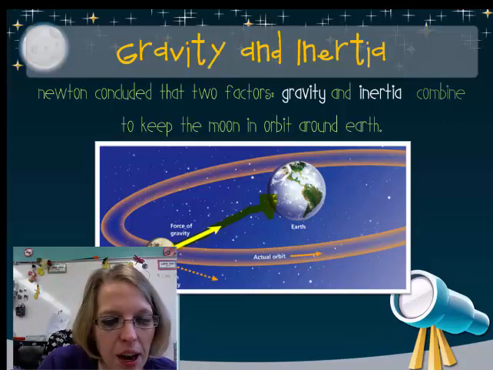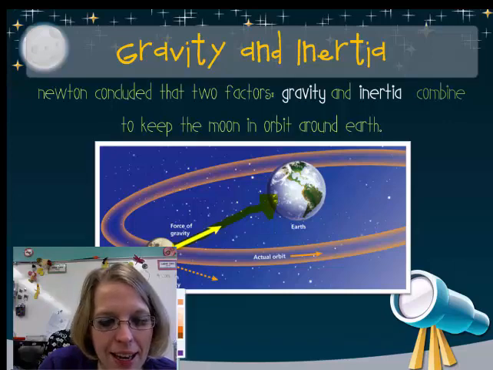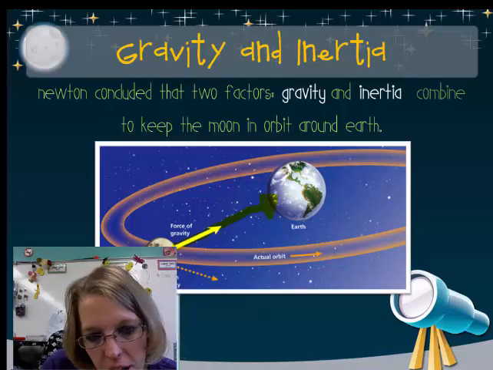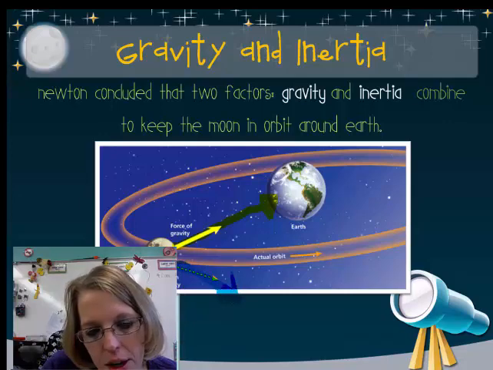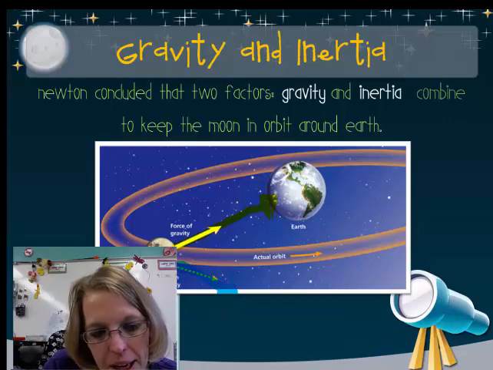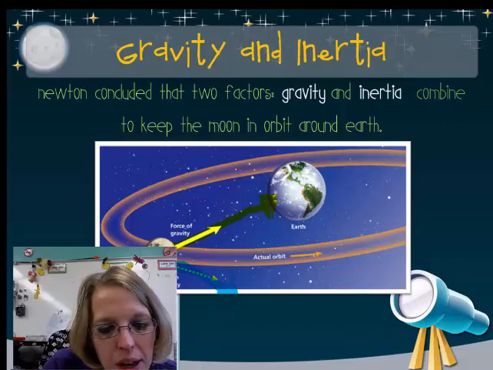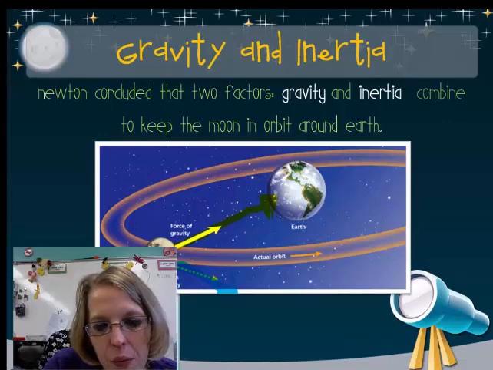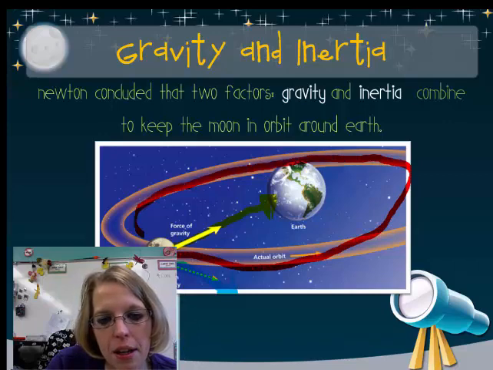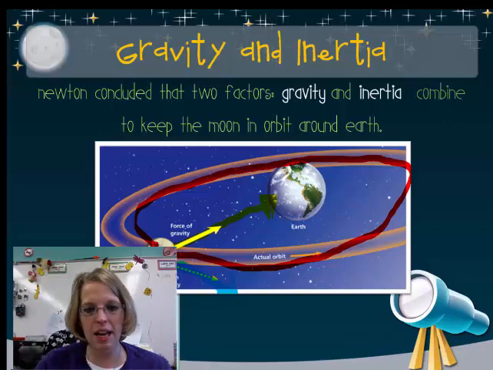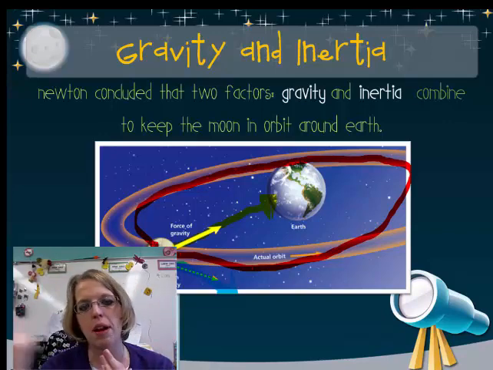So let me grab a different color. Can I do that? Yeah, I can. So inertia means it's just the motion pulling it forward. So gravity is pulling it this way, inertia is pulling it that way, and those two combine, let's find a different color, result in the path, which we call, if you remember, an orbit. So the combination of gravity and inertia equal out into the orbit around the Earth.